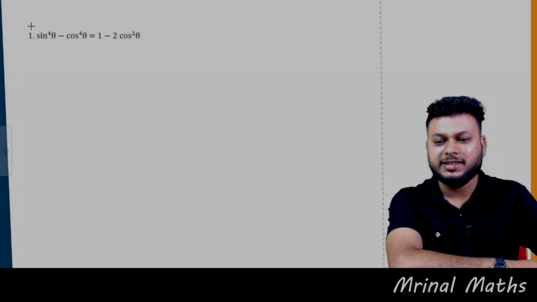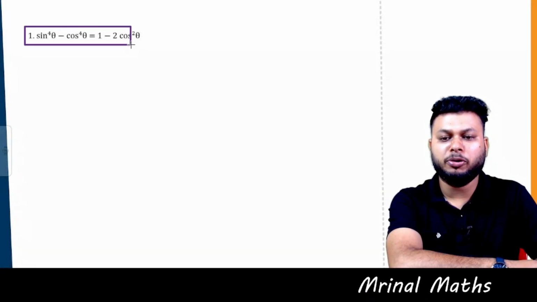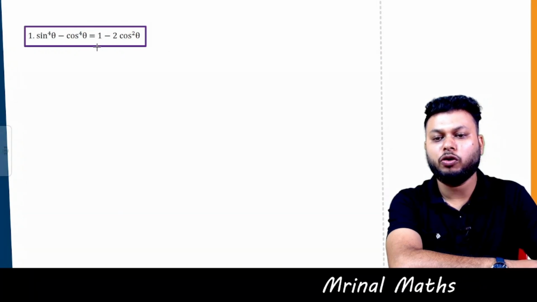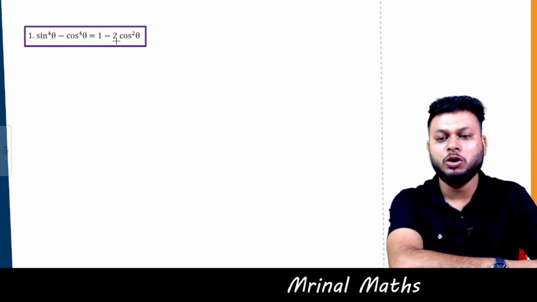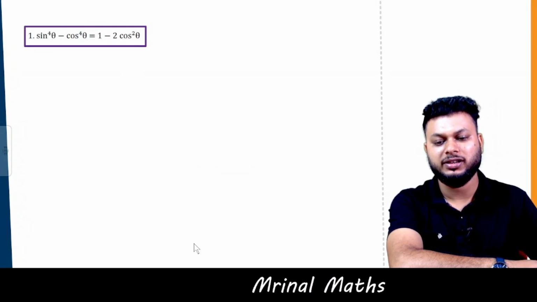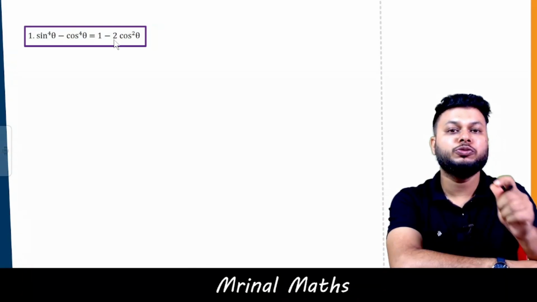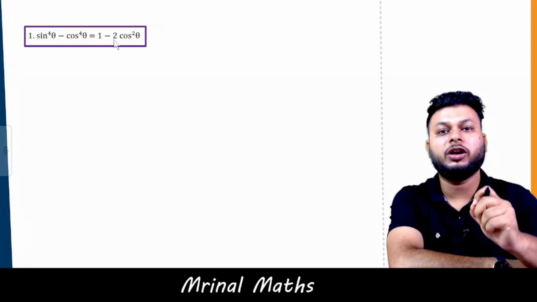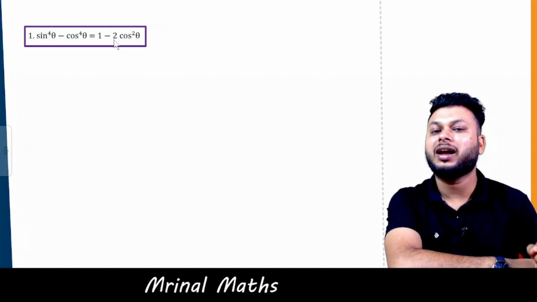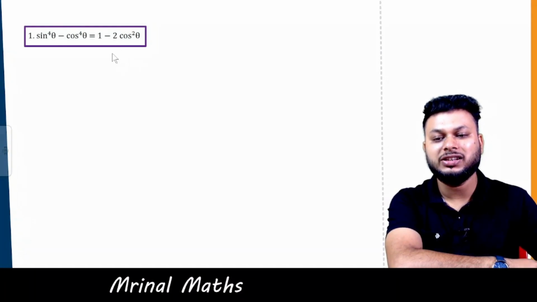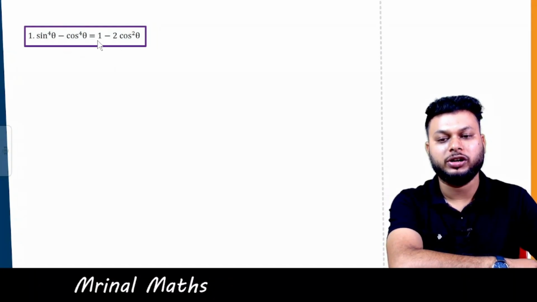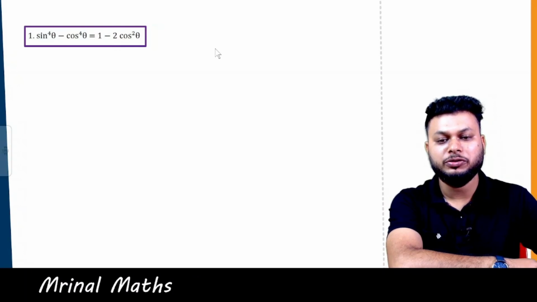The first question says, prove that sine to the power 4 theta minus cos to the power 4 theta is equal to 1 minus 2 cos square theta. Now here, to prove this particular question, we are going to use the algebraic identity. How did I understand here? You are going to understand this shortly. Let me show you this one.